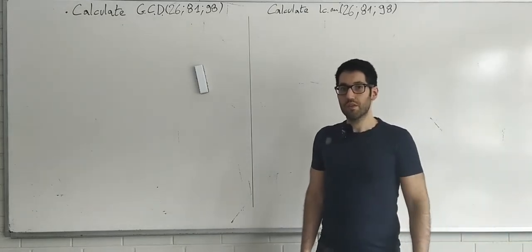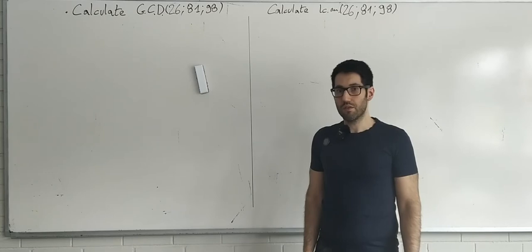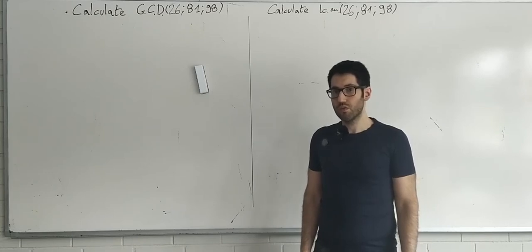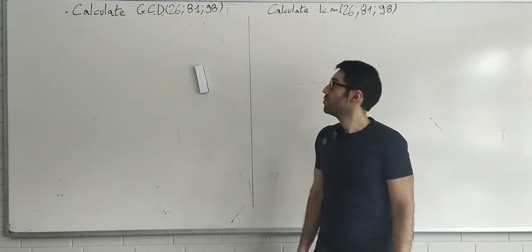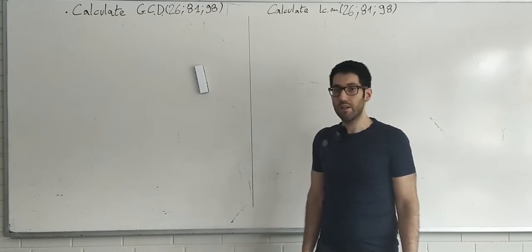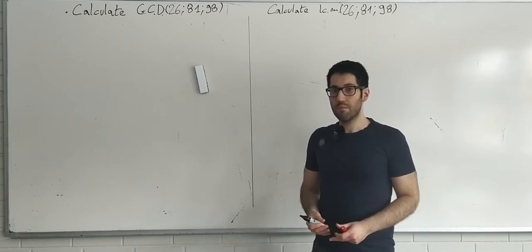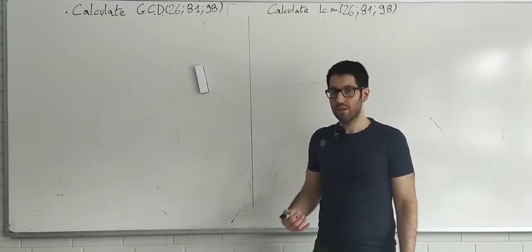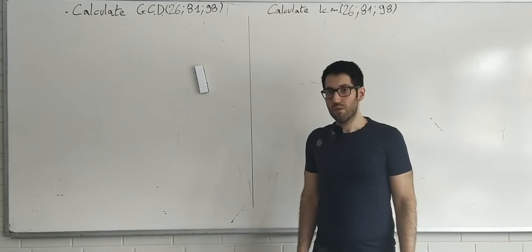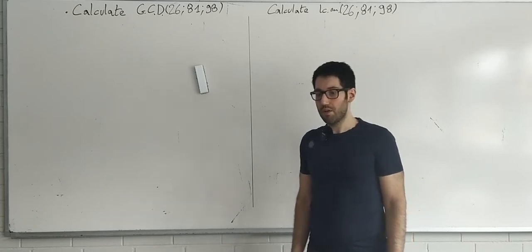A special case of greatest common divisor for this exercise, because I want to introduce a new definition. I've chosen numbers 26, 81, 98. So let's follow the same pattern as usual. Let us factorize with prime numbers these three numbers.